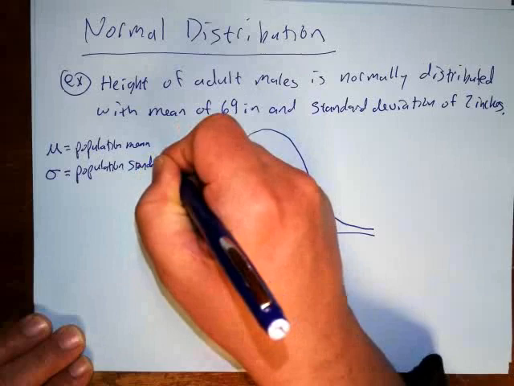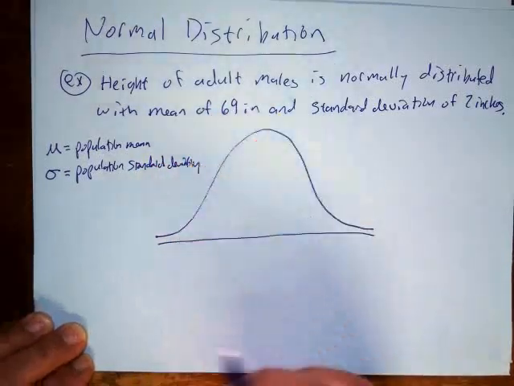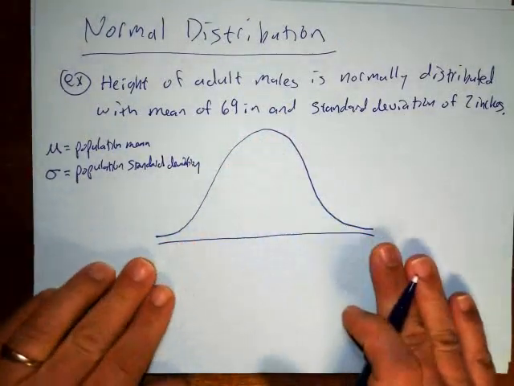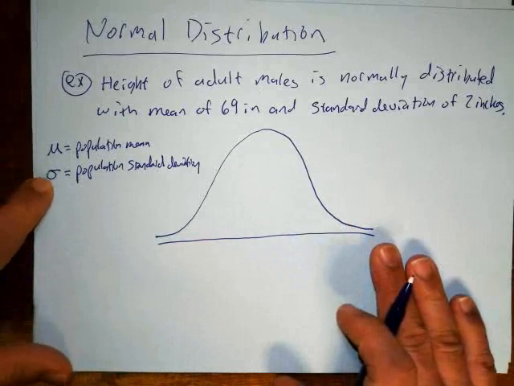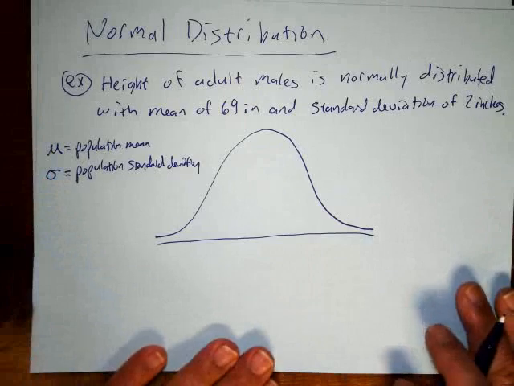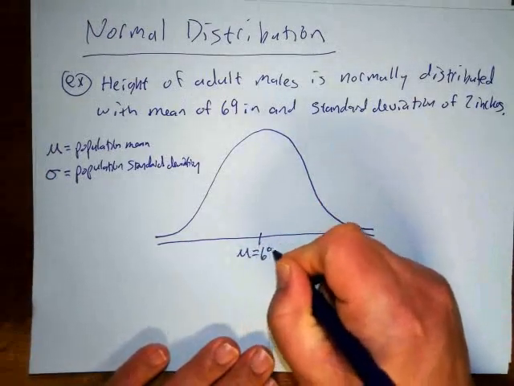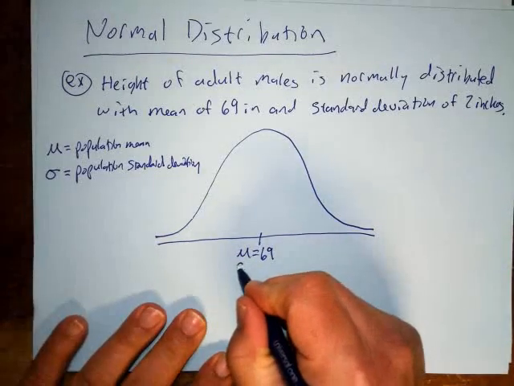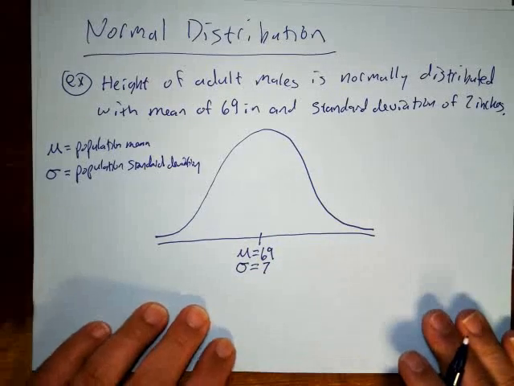So when I talk about the height of adult males, I'm talking about the entire population. These are Greek letters, a lowercase m and a lowercase s in the Greek alphabet, mu and sigma. The mean would be in the center, so I'd put mu is equal to 69, and then the standard deviation I'll put right below it, and that's going to be 7.